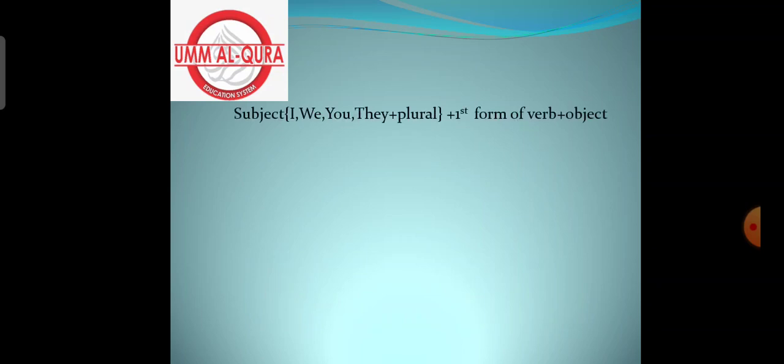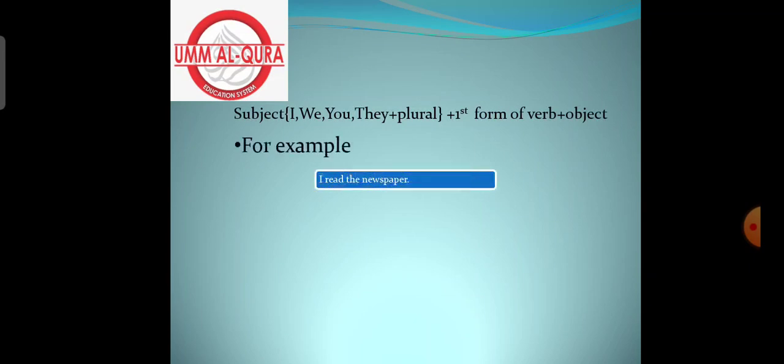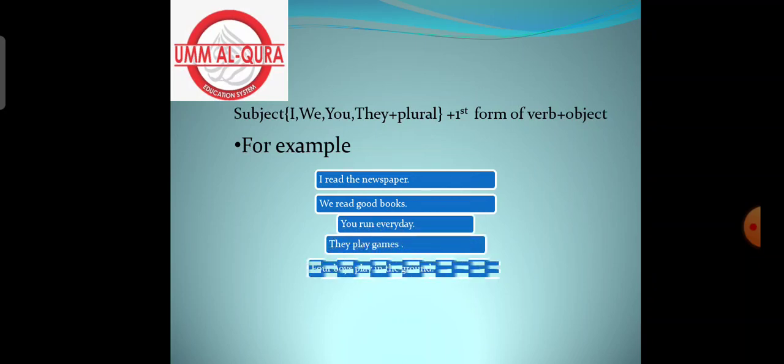Subject I, we, you, they plus plural plus first form of verb plus object. For example, I read the newspaper. We read good books. You run every day. They play games. Four boys play in the ground.